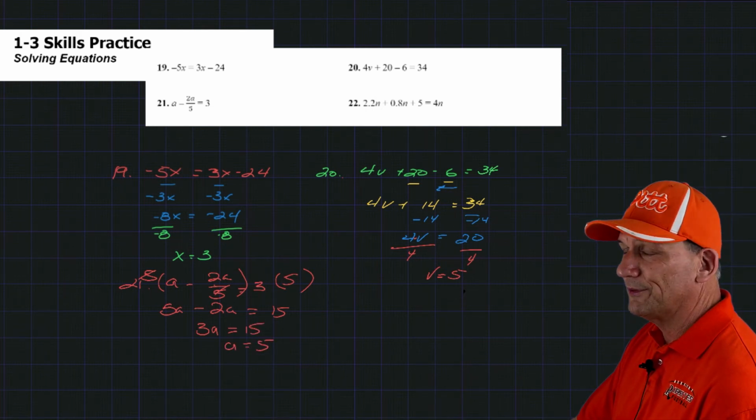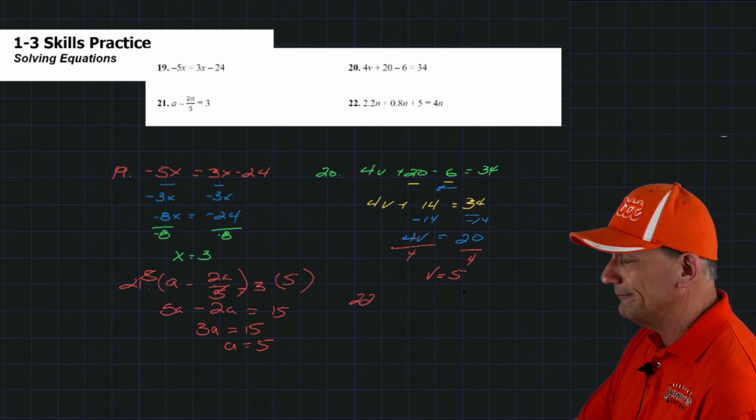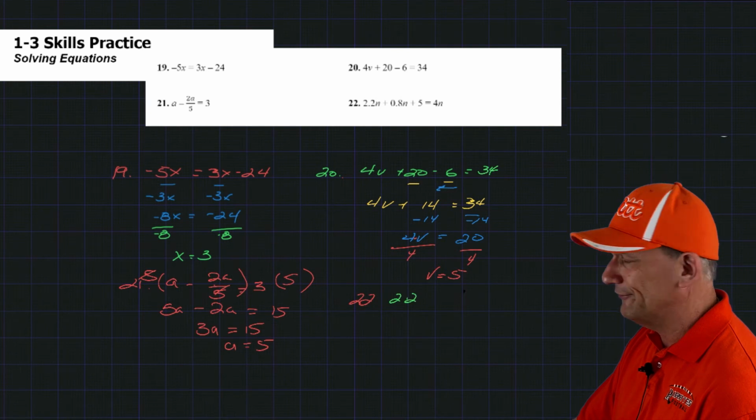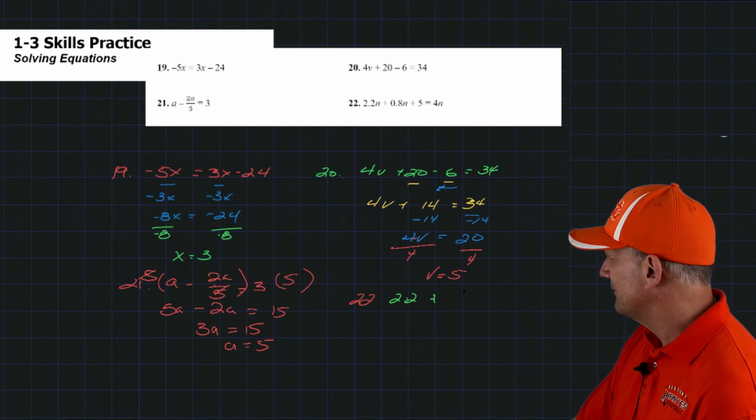We have 2 terms with the variable. You know what to do. Combine them. 5 minus 2 is 3. And in the end, you divide by 3, and a is 5. All right, here we go.